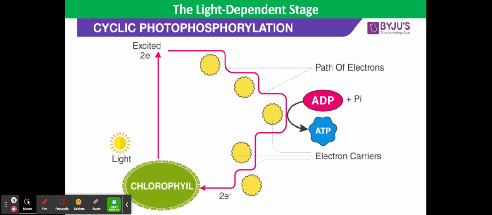And we also have cyclic photophosphorylation, which only involves photosystem 1. It produces ATP, but in smaller quantities than are made by non-cyclic photophosphorylation. Both non-cyclic photophosphorylation and cyclic photophosphorylation involve iron-containing proteins embedded in the thylakoid membranes that accept and donate electrons and form an electron transport system.